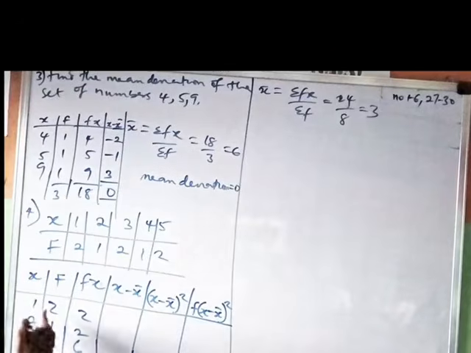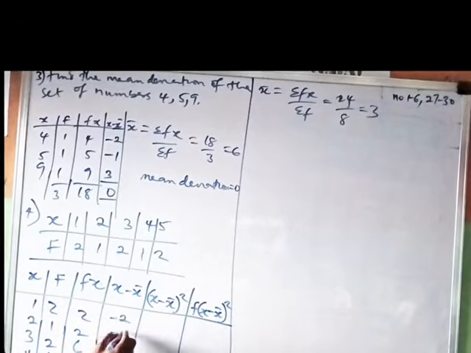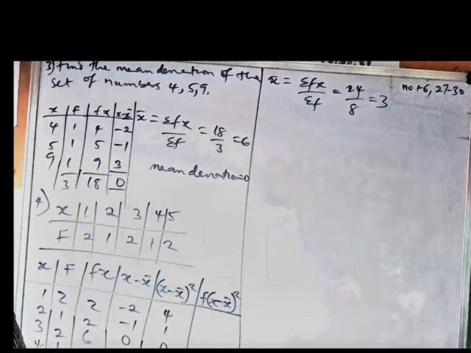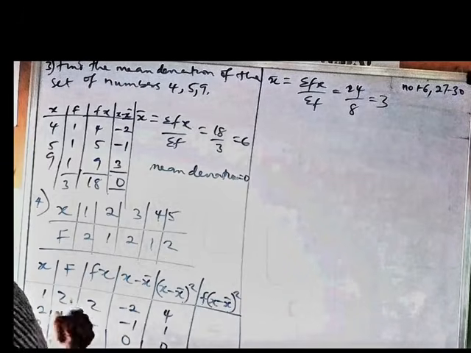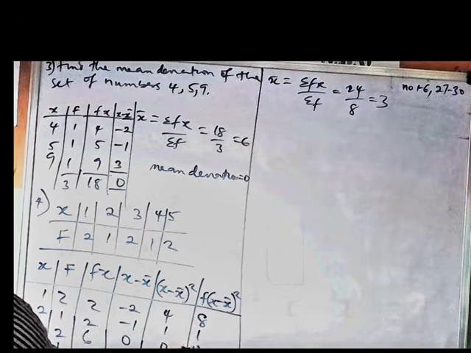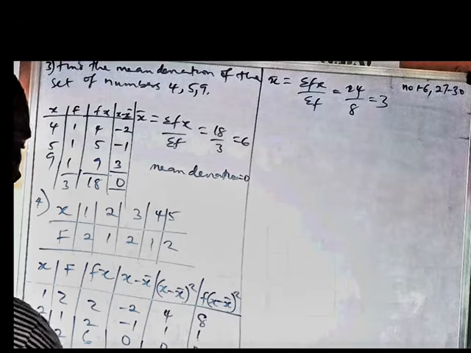So what will be the mean deviation? X minus 3 will be minus 2, minus 1, 0, 1, 2. If you square it, 4, 1, 0, 1, 4. Alright? F times this: 8, 1, 0, 1, 8. Let's add this together. Summation 16, 17, 18.